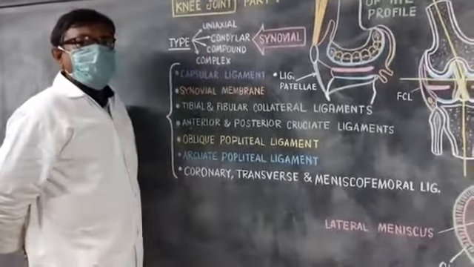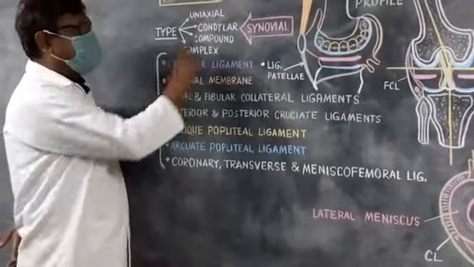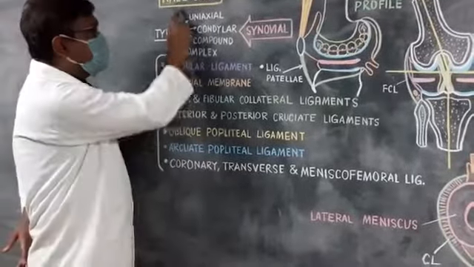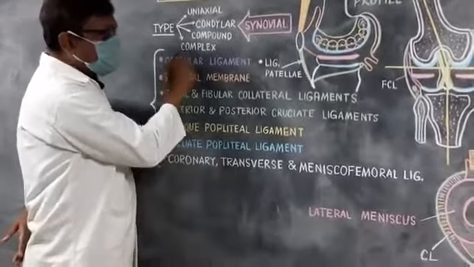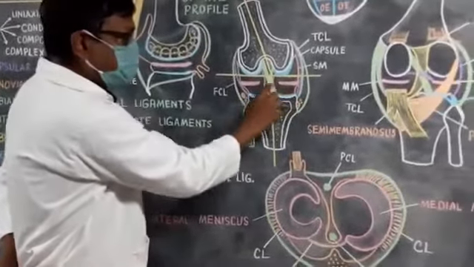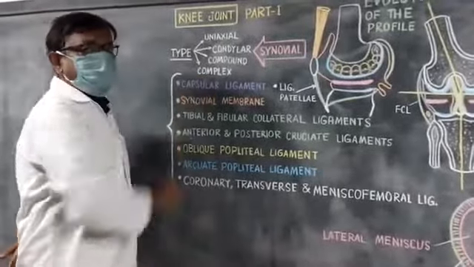Joint is formed between the condyles of the femur and tibia, so it is condylar joint. More than two bones are involved to form the knee joint, so it is an example of compound joint. And this joint cavity is incompletely divided by menisci, so the joint is complex.